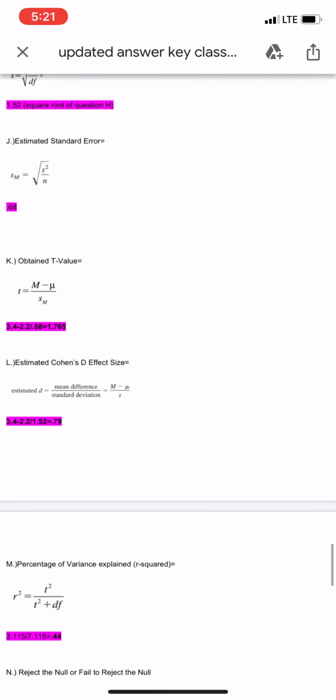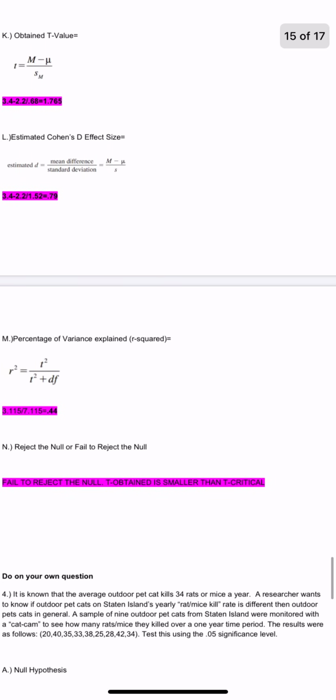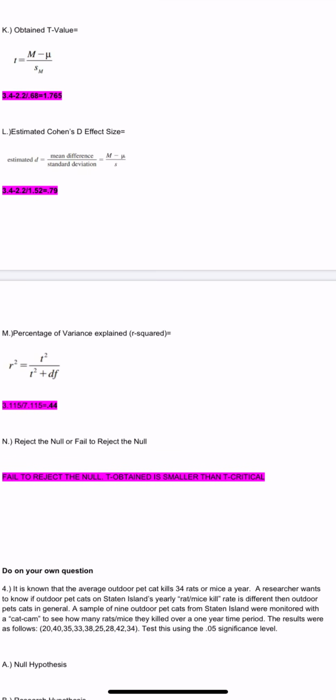A lot of researchers will look for effect sizes on non-significant results and try to figure out why there was an effect but it wasn't significant. Most of the time it's because the sample size was too small. Then they'll run it again with a larger sample size, because they might think it's financially worth it to invest in more participants since they will get the result they're looking for. And again, R squared, percentage of variance explained, 0.44, and fail to reject the null: T obtained is smaller than T critical.